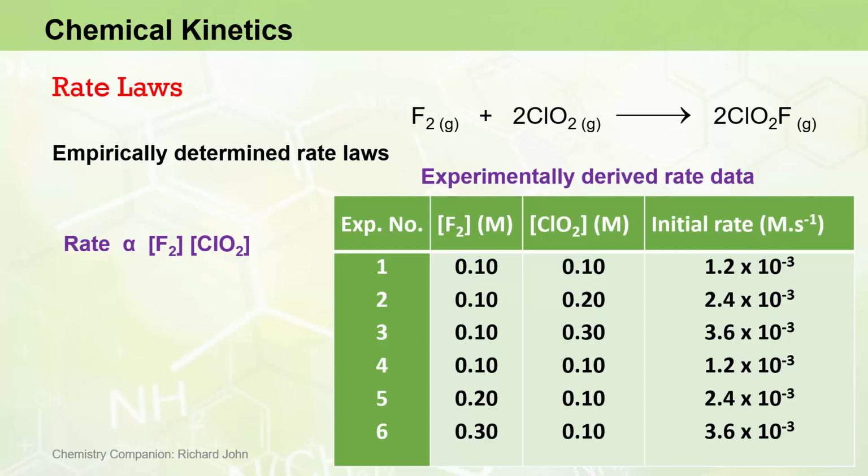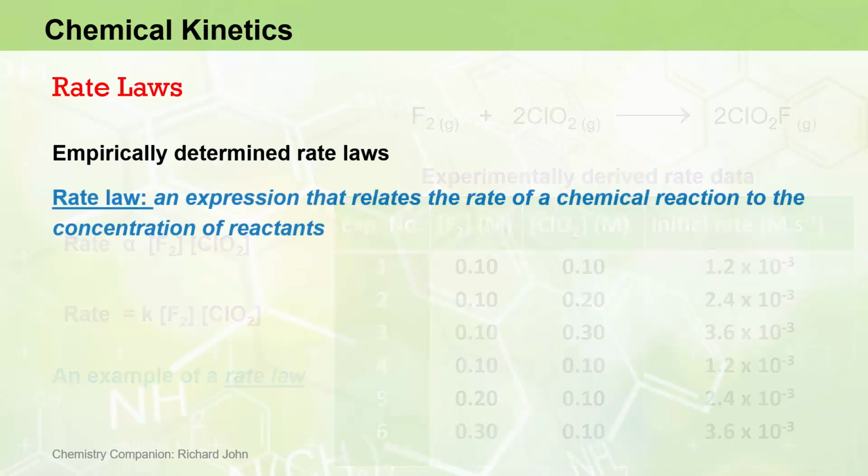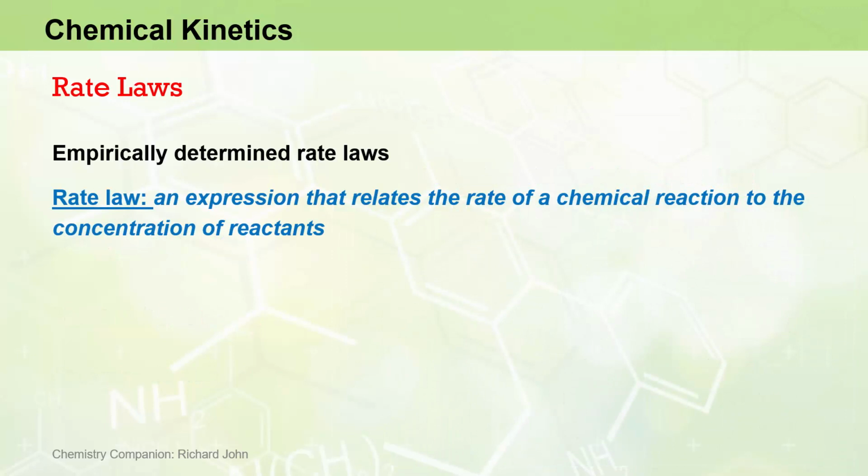Combining both observations, we can say that the rate of reaction is proportional to both the concentration of F2 and the concentration of ClO2, and we can make this proportionality expression an equality by including a proportionality constant k. And this expression here is a specific example of what we call a rate law. A rate law is an expression that relates the rate of a chemical reaction to the concentration of reactants.